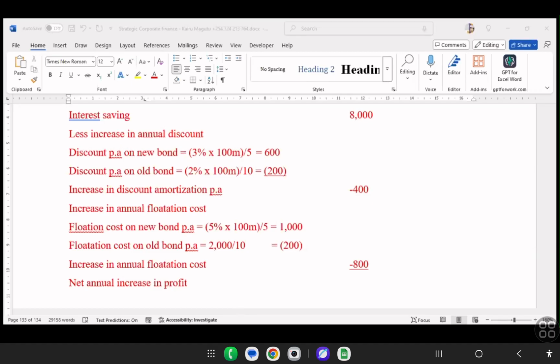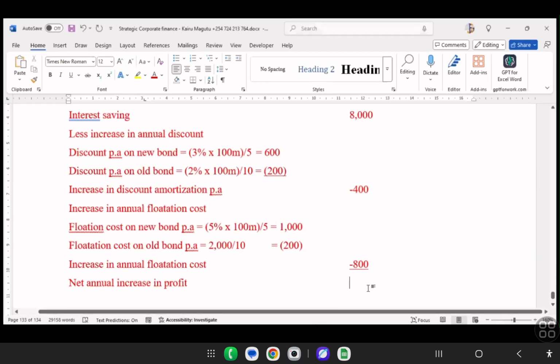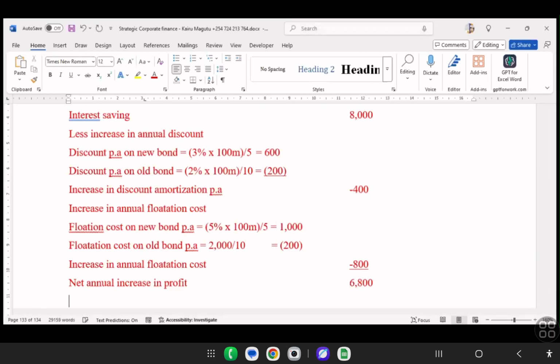How much is this, please? 6,800. I see 6,800. What is the tax payable? Tax payable is equal to 30% multiplied by 6,800.